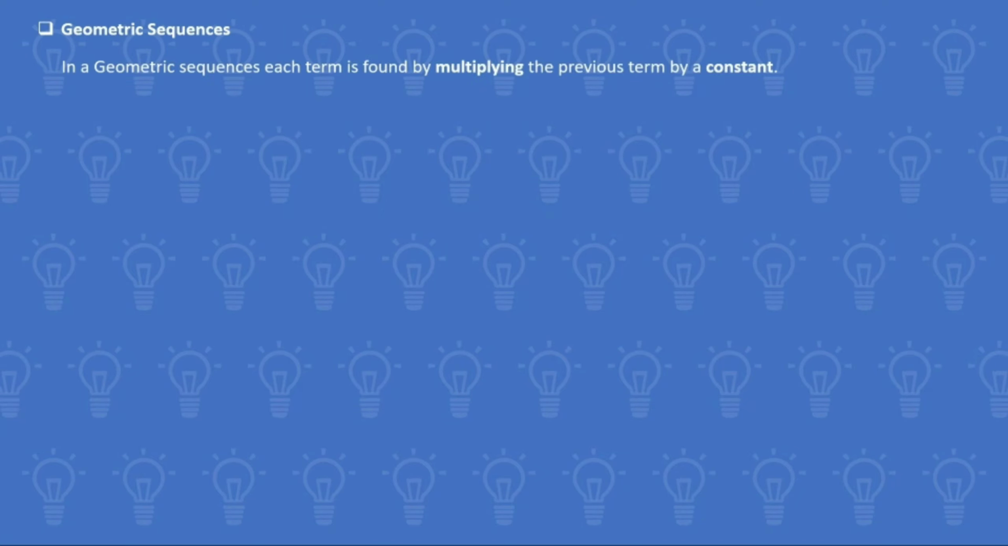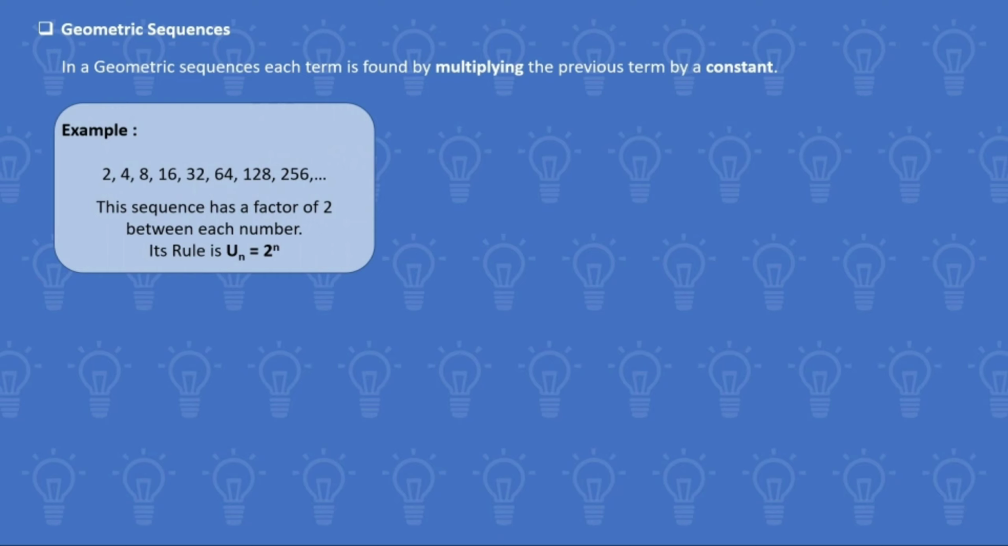In a geometric sequence, each term is found by multiplying the previous term by a constant. For example, 2, 4, 8, 16, 32, 64, 128, 256, and so on. This sequence has a factor of 2 between each number. Its rule is un equals 2 to the power of n.